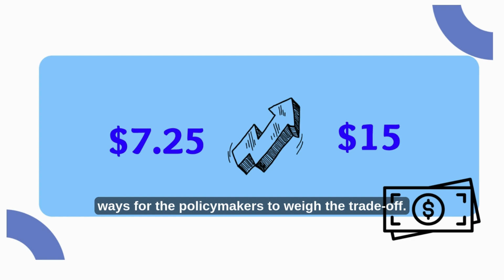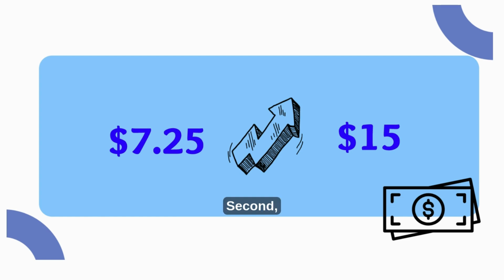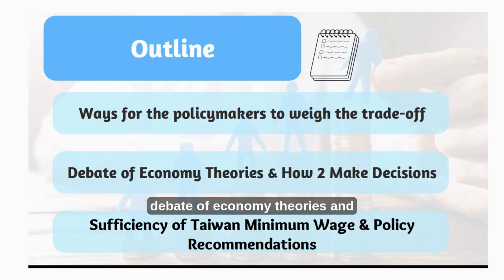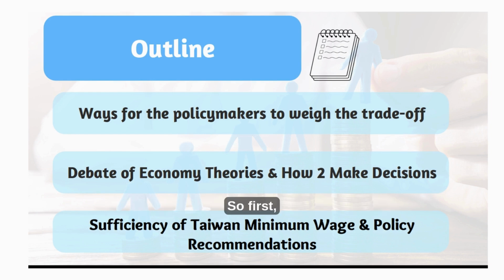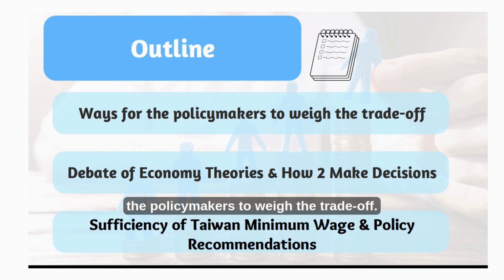So, in today's presentation, we'll cover a few parts. First, ways for the policymakers to weigh the trade-off. Second, debate of economy theories and how economists make their decisions, and sufficiency of Taiwan minimum wage and policy recommendations. So first, let's start with ways for the policymakers to weigh the trade-off.